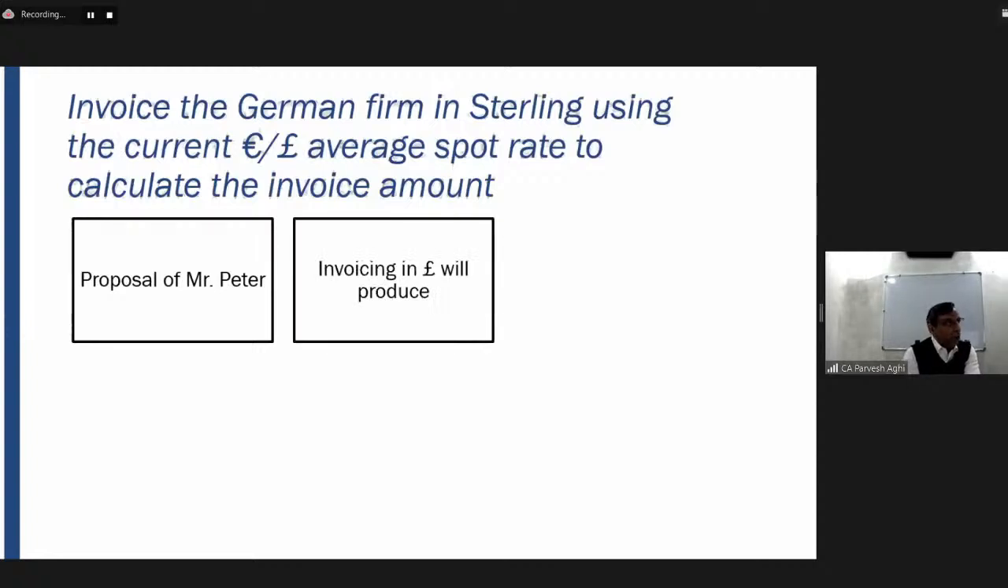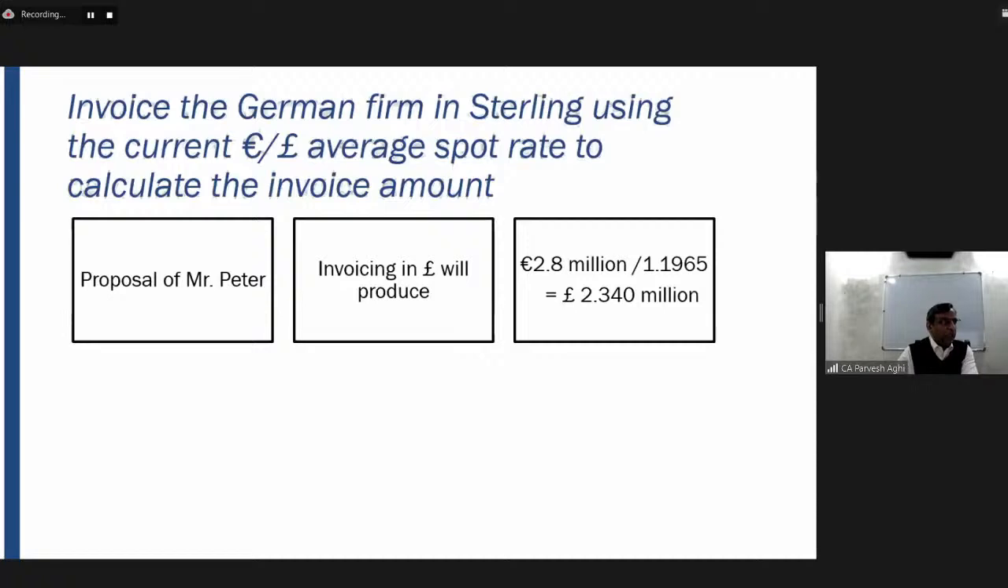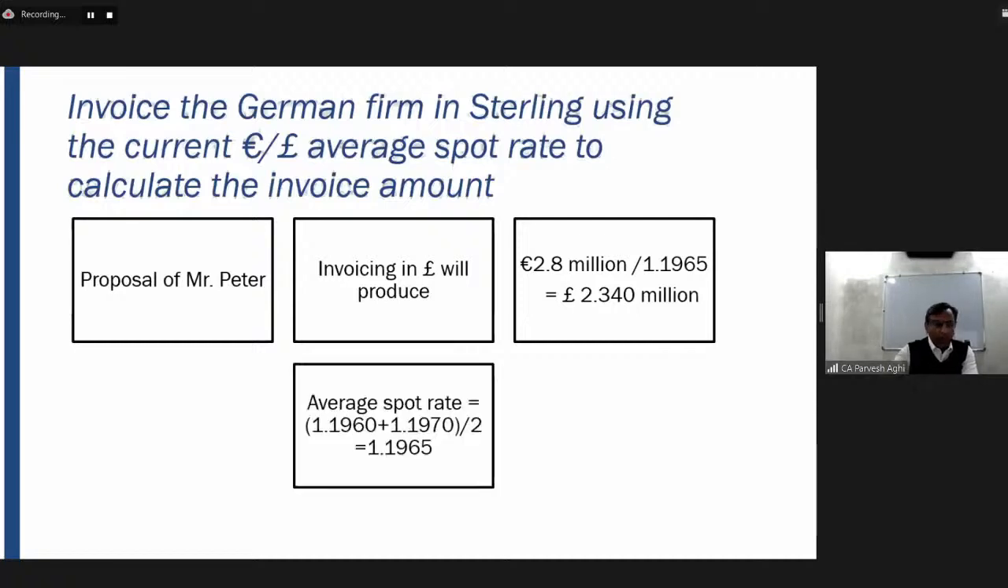So invoicing in pounds will produce what? The amount to be received from the German company is 2.8 million euros. Okay, so we divide this by the average rate. Look at the last part of the question. The average rate is given: 1 pound is equal to 1.1960 dash 1.1970. Okay, so these are the two rates, the bid and the ask rates. So we just add them and divide by 2, so we have the average rate.